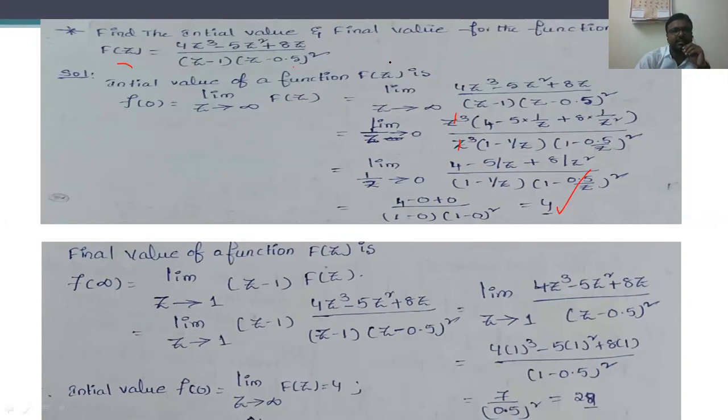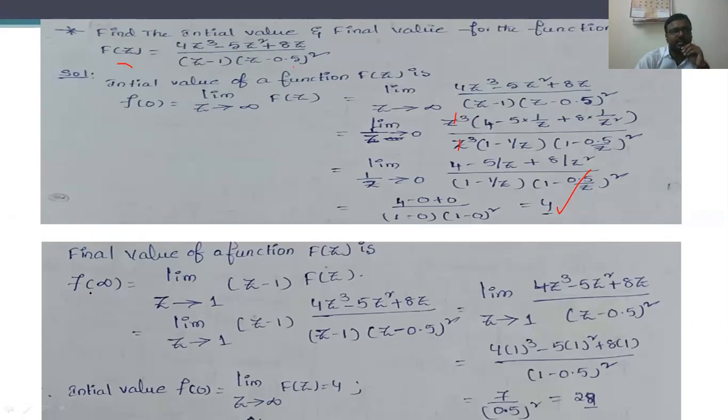Okay, just substituting the value of z is equal to infinity, or 1 by z is equal to 0. Now coming to the final value theorem, the final value function is f of infinity is equal to limit z tends to 1, z minus 1 into f of z.